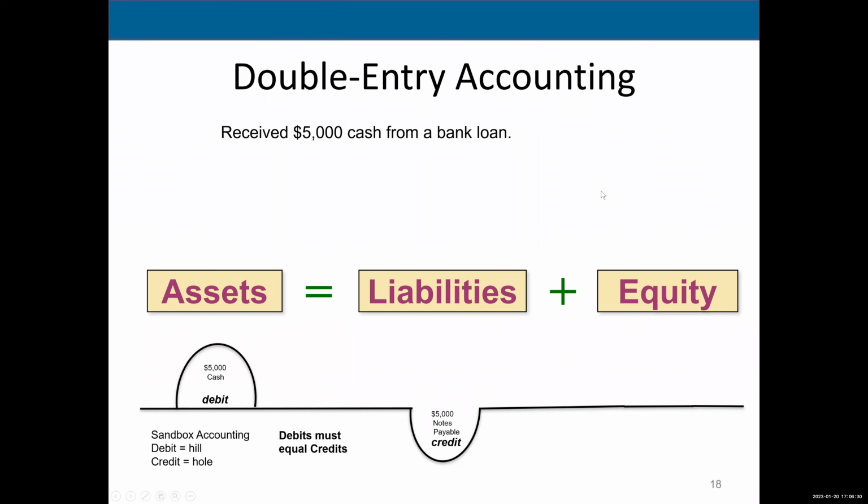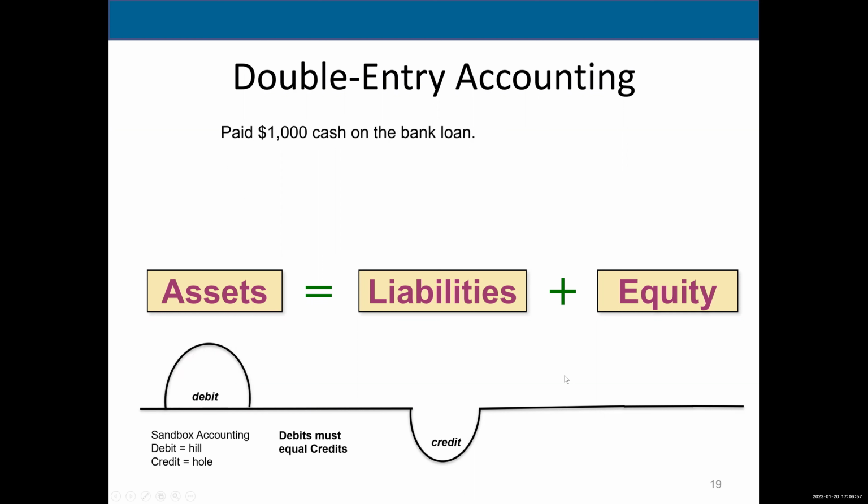Now, what does it look like in real life? They say this: when we receive cash of $5,000, we're going to debit cash by putting the $5,000 on the debit side. And then we're going to increase notes payable by crediting it on the credit side for $5,000. And debits equal credits.